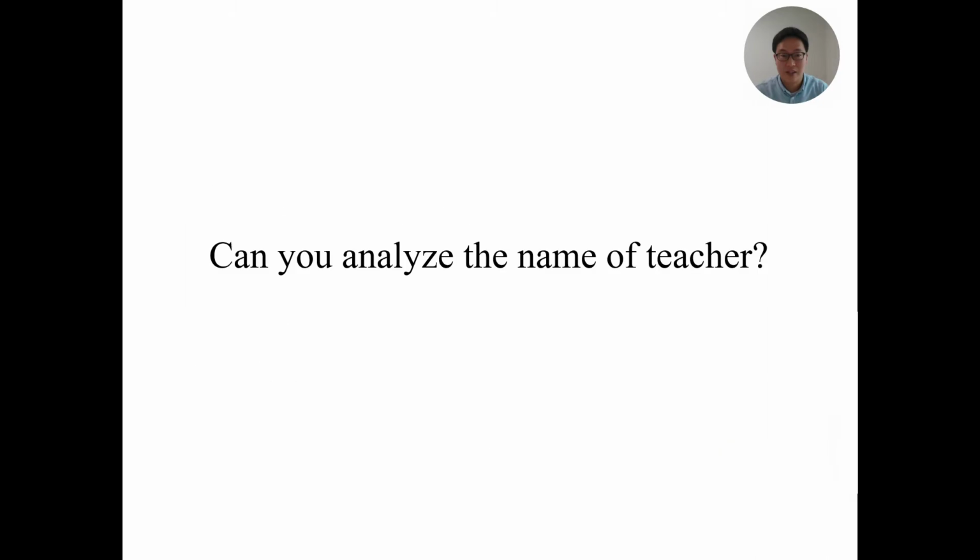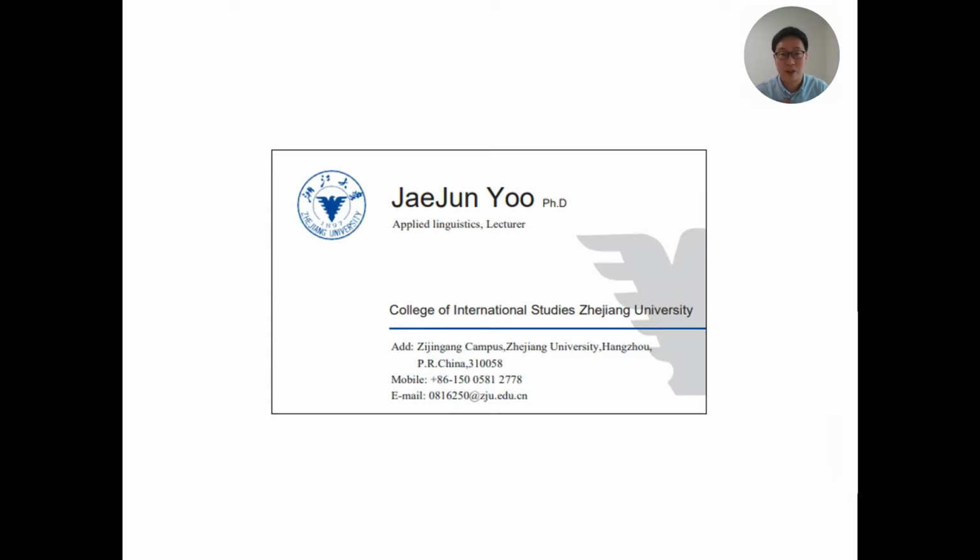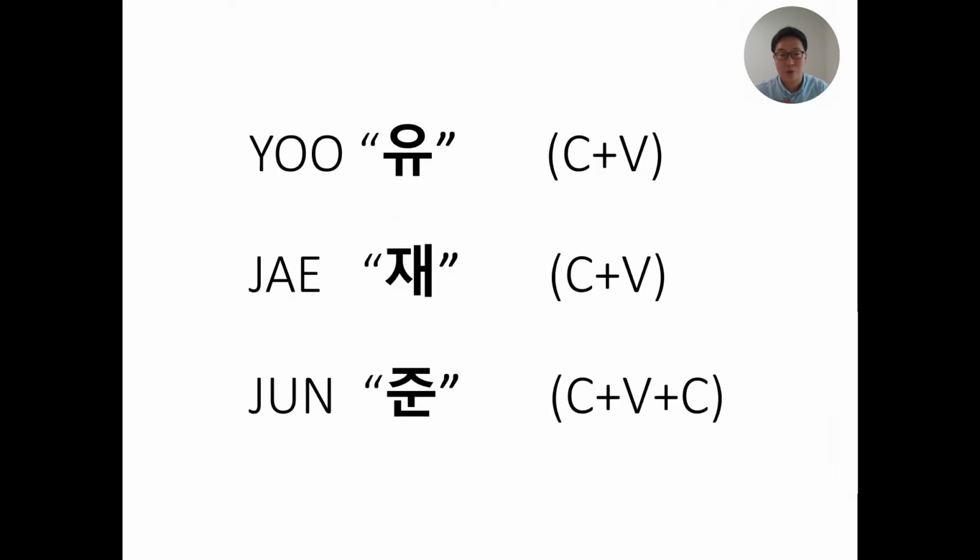So let's see. Next slide. Can you analyze the name of the teacher? My name is Yu Jae-jun in English, and my Korean name is Yu Jae-jun. Can you analyze the teacher's name? Yu: consonant and vowel. Jae: consonant, vowel. Jun: consonant, vowel, consonant. Actually, I haven't taught you what a consonant is, what a vowel is, what it looks like, but you can roughly guess.